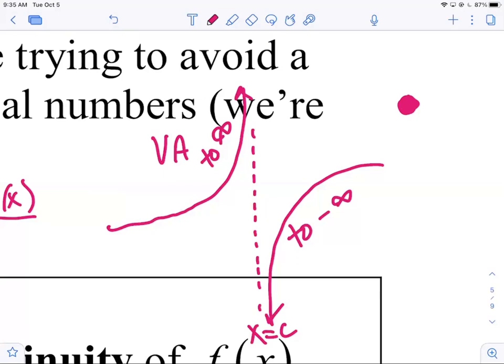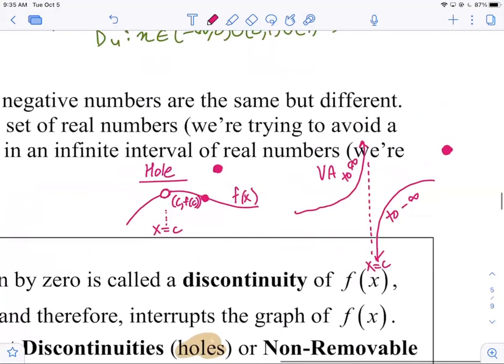There are other asymptotes, but it's the only one that's a discontinuity. So when you get division by 0 for these types of functions we're going to study, it's going to be one or the other every time. Your job is to figure out which one it is.